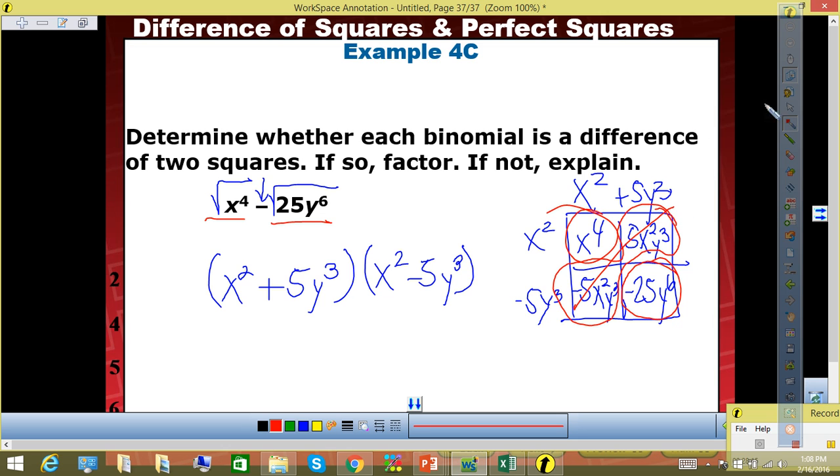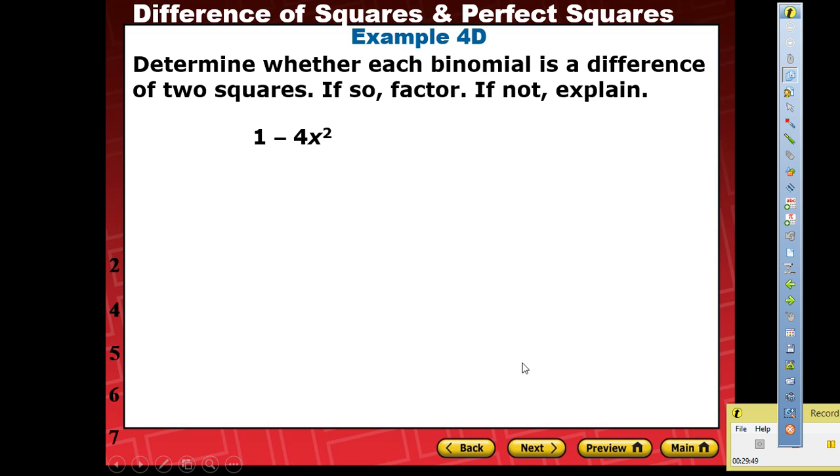Okay, one more. Copy this one, last one. Example 4D. We got 1 minus 4x squared. Do that by yourself. Find me the factors if it is a difference of squares. Then I'll call in somebody, and if they got it, then we're done. If not, we do one more. Randomizer? Yay!